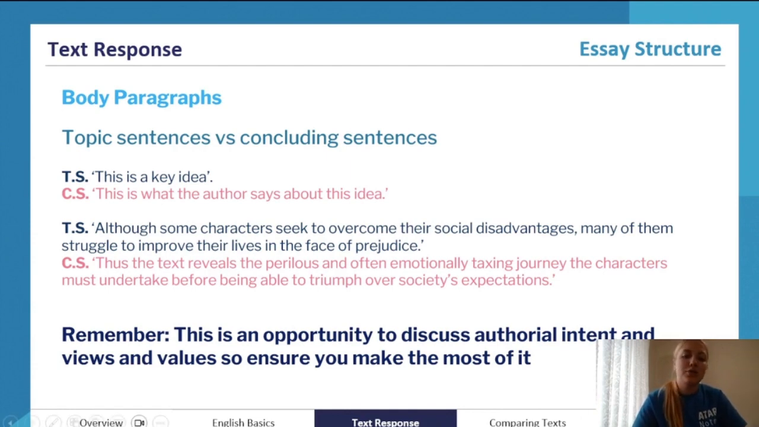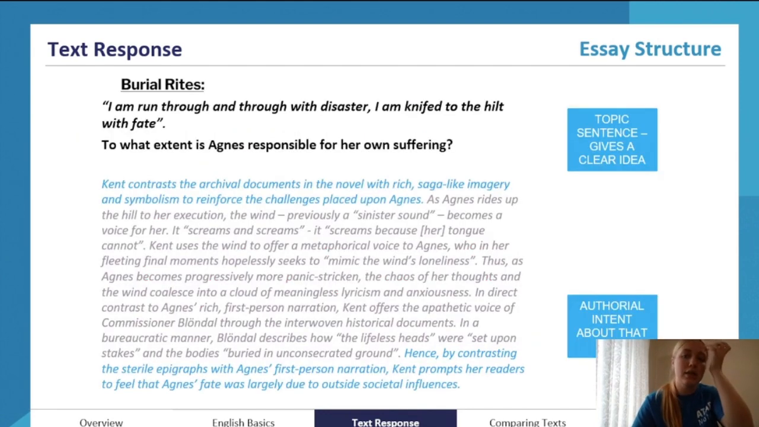So this is your opportunity in the concluding sentence to discuss authorial intent. So try to close your body paragraphs in as much of an impressive way as you possibly can, but it should link into your topic sentence because these statements are important and the assessor will look here for something good.